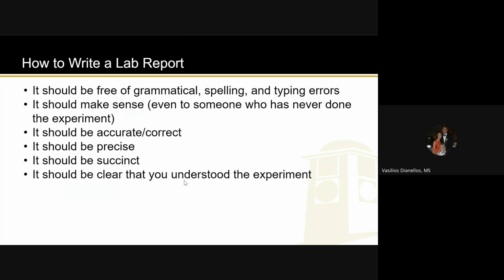It should be clear that you understood the experiment. This also goes hand in hand with this one. It should be accurate or correct. So yes, you will lose a point for every mistake you make. Everything you write that's not correct, you'll lose a point. And if you make a lot of mistakes, then I'm just going to assume you didn't even understand the experiment, so you'll lose even more points, right? If you're just writing a bunch of nonsense, then to me, it would seem like you didn't understand the experiment, at which point you'll lose more points. And that's it for that.